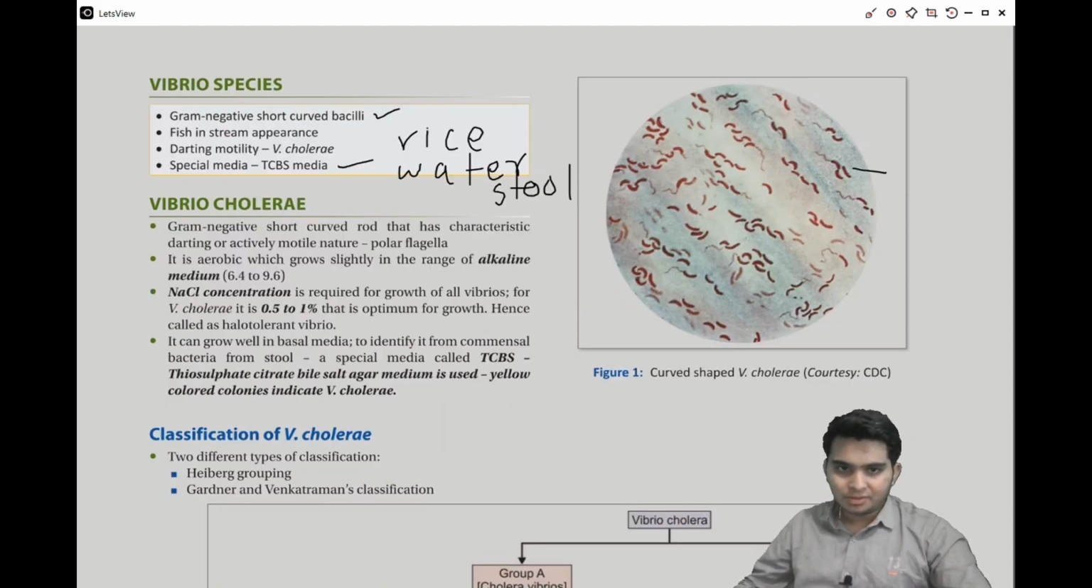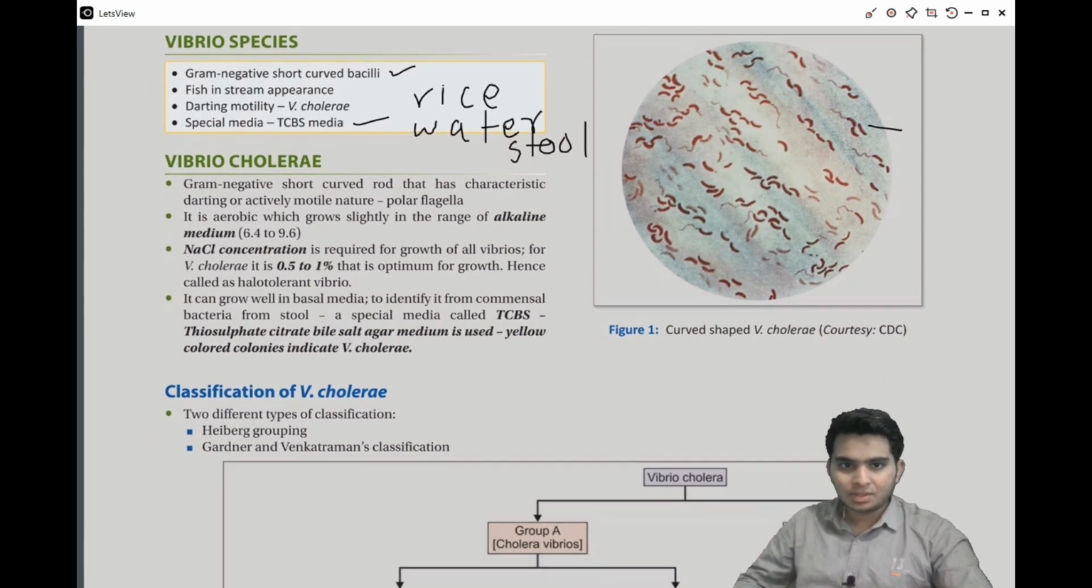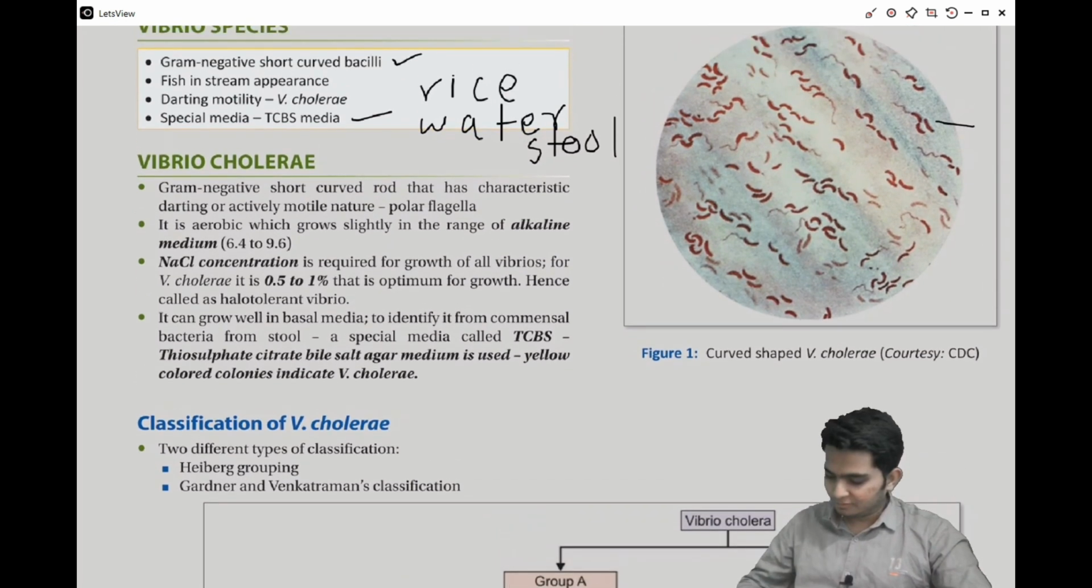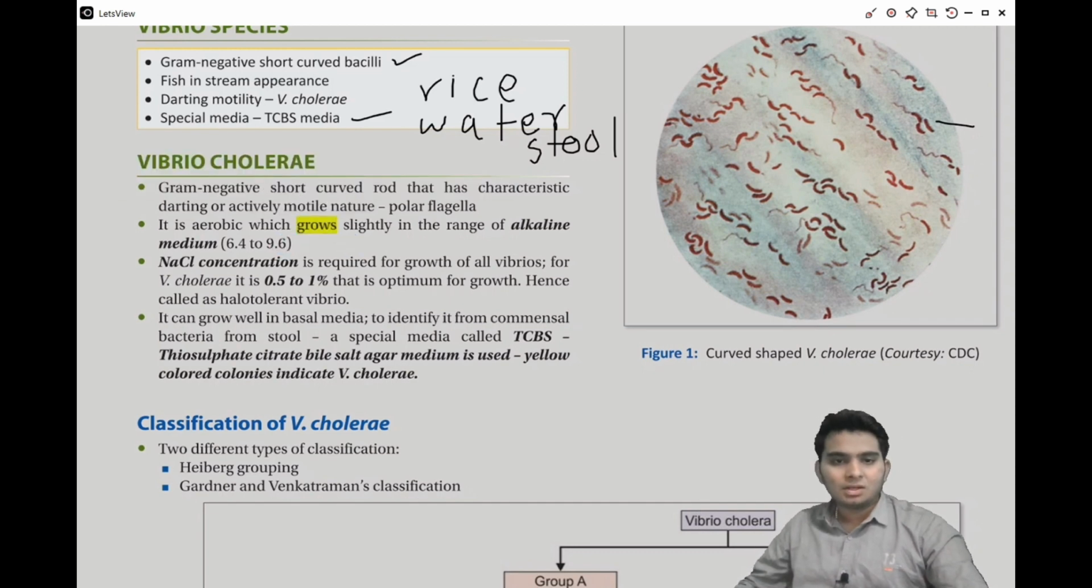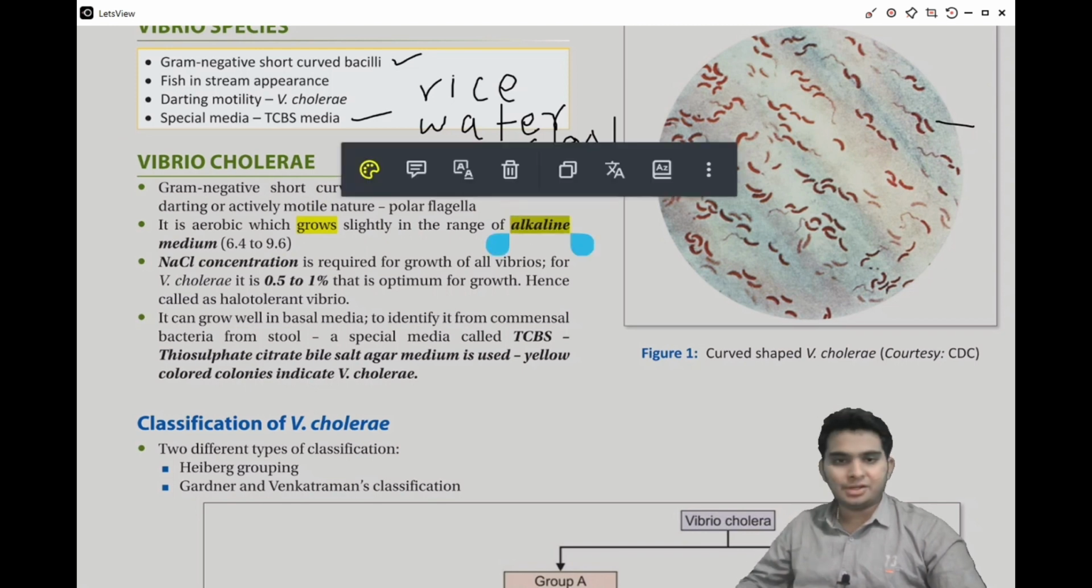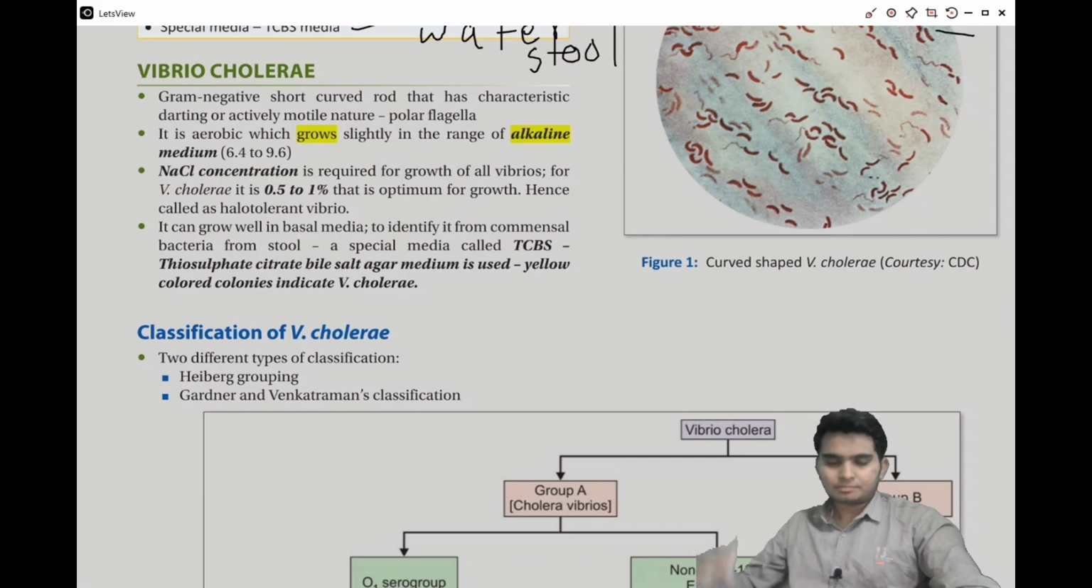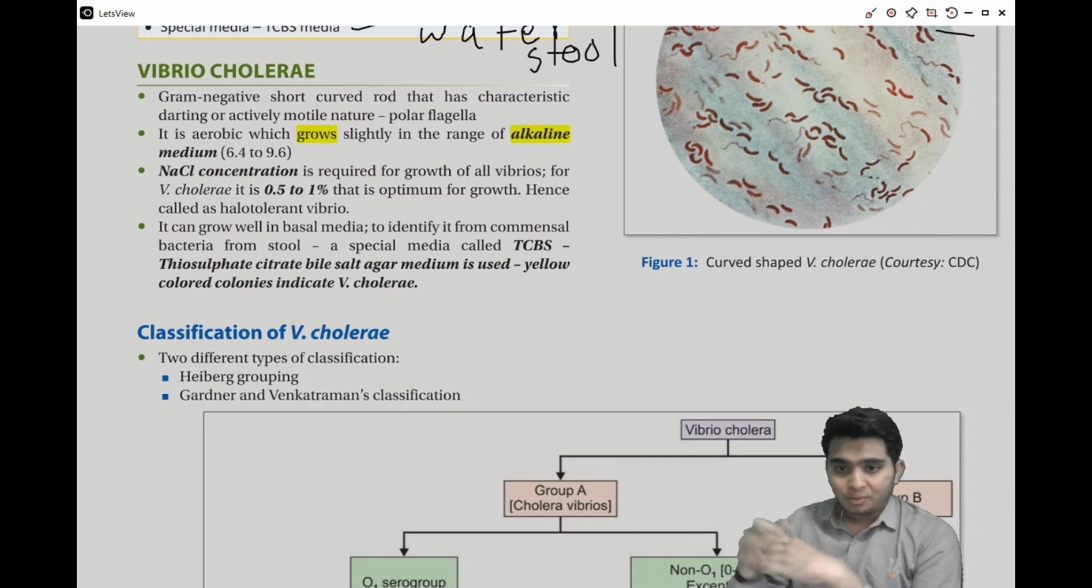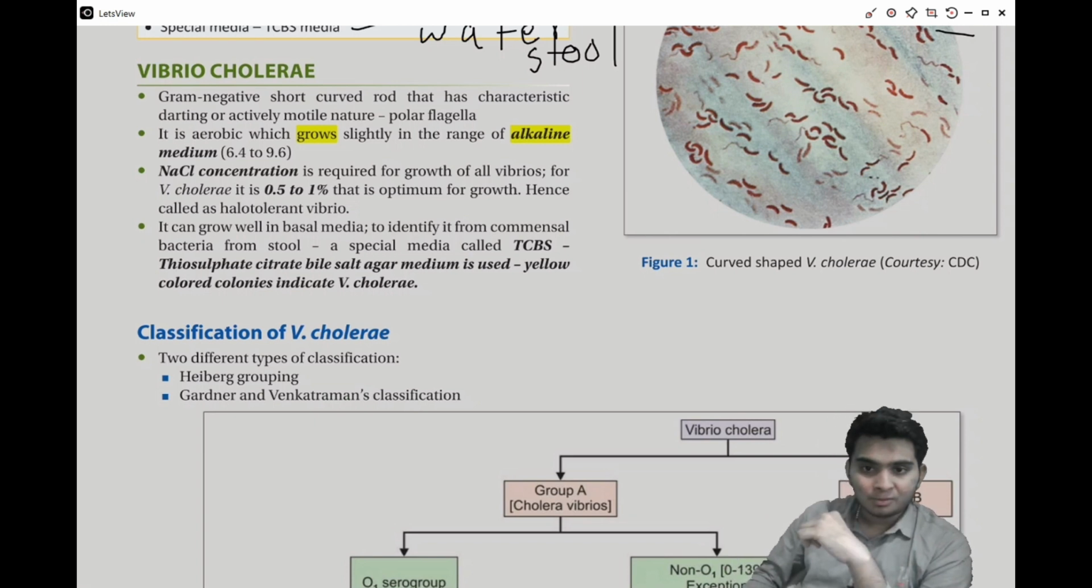It is a gram-negative short curved rod that has a characteristic darting, actively motile nature. It also has polar flagella. Then it is aerobic, which grows slightly in the range of alkaline medium. The concentration of NaCl required for Vibrio cholerae is 0.5 to 1% for optimum growth, hence it is also called halotolerant vibrio.